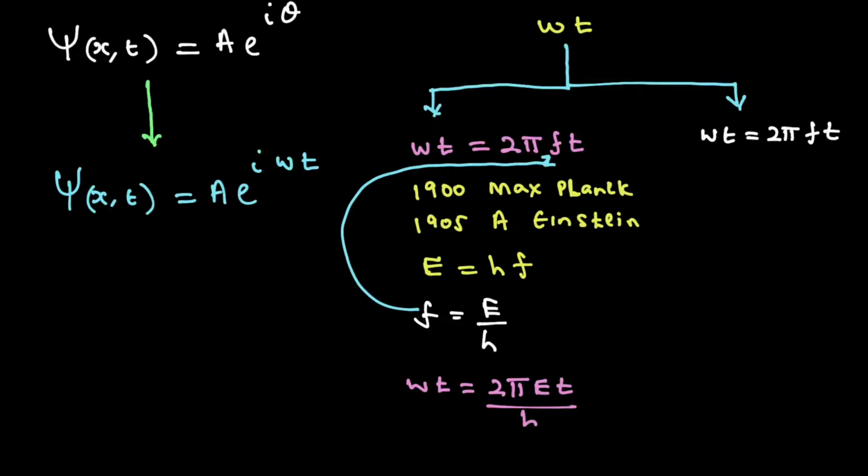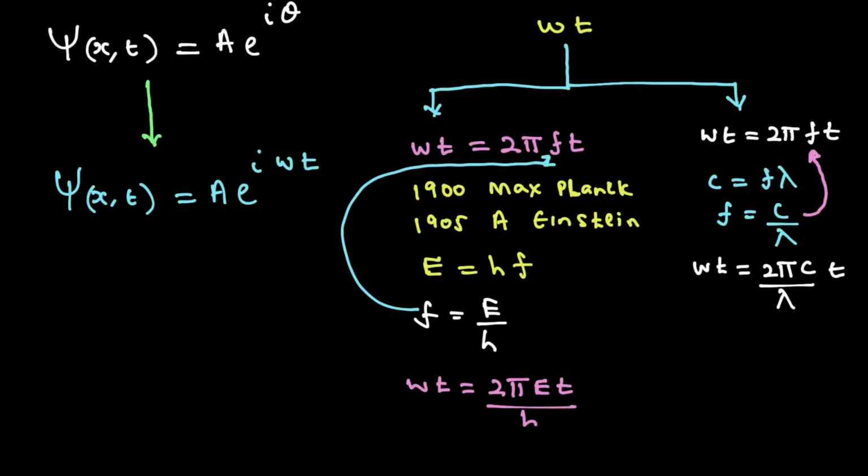But we know in basic physics that c is equal to f lambda. Therefore, f is c over lambda. So if I take that and put it into there, we will get omega t equals 2 pi c over lambda t.